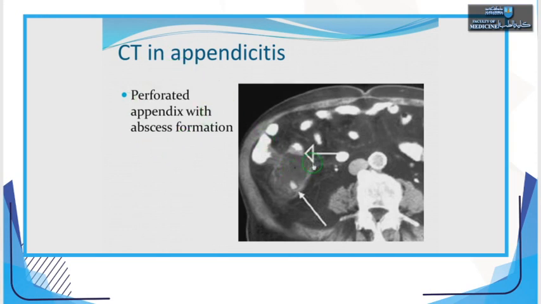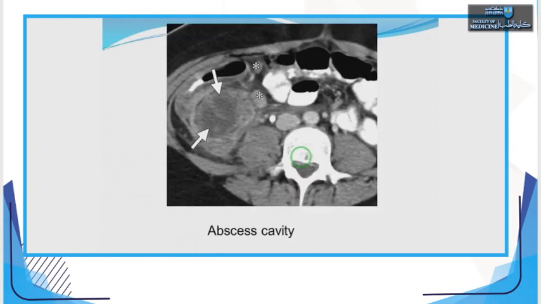This is a case of abscess cavity here with a fecalith. This patient was given gastrografin contrast in his colon. This is not necessary to be used, as I said. It's only for CT with IV contrast to be used. Another case of abscess cavity.